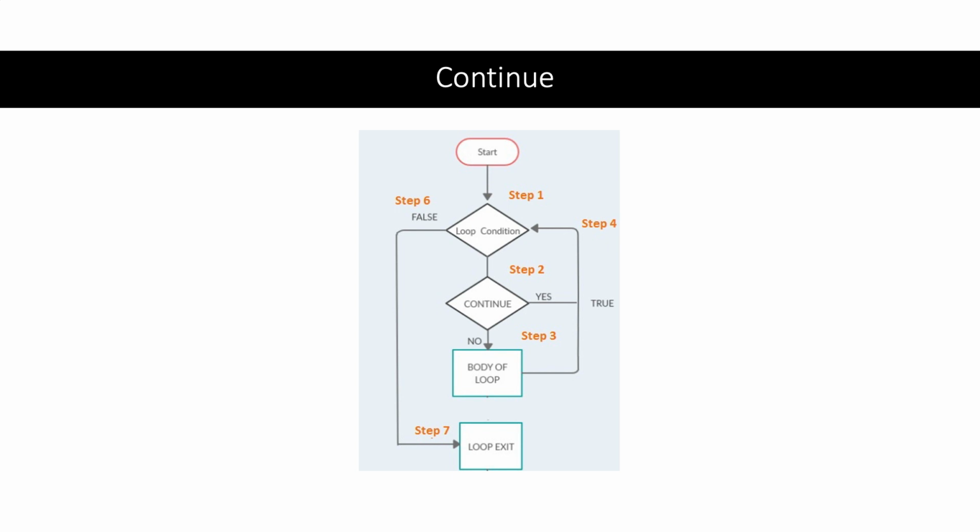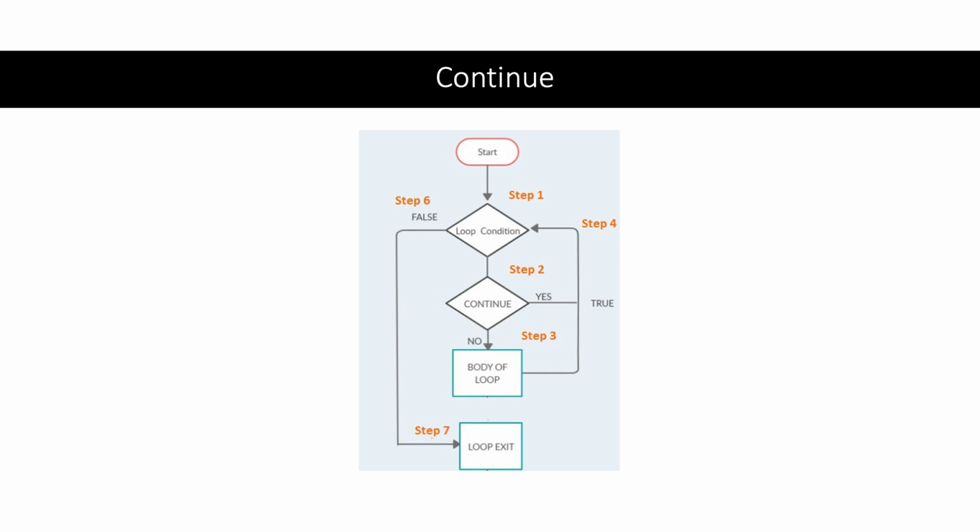But if the condition evaluates to true, then the loop checks for the continue statement as seen in step number 2. And if a continue statement is encountered, the loop skips the remaining statements in the loop body and goes directly to the next iteration, which reevaluates the loop condition as seen in step number 4. But if no continue statement is encountered in step 2, then the loop executes the body of the loop as seen in step number 3. This includes all the statements that are intended to run during each iteration of the loop.